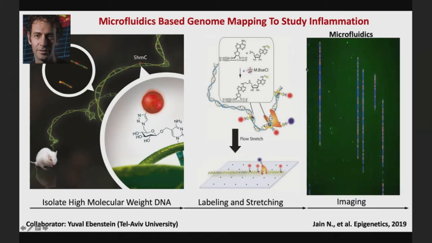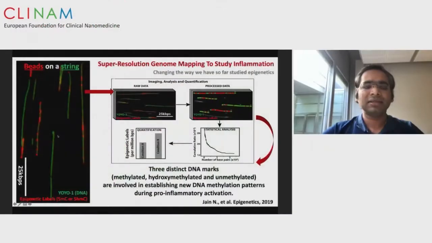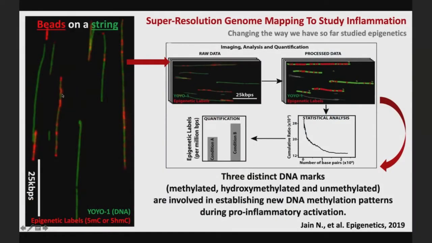And once you stretch the labeled DNA in the microfluidics channel, you can see the DNA looks like these long pieces of thread. And these threads have these beads or these fluorescently labeled tags for each and every epigenetic modification. And this is how the DNA looks in real time. So you have green color showing the DNA and the red color showing each and every epigenetic modification.